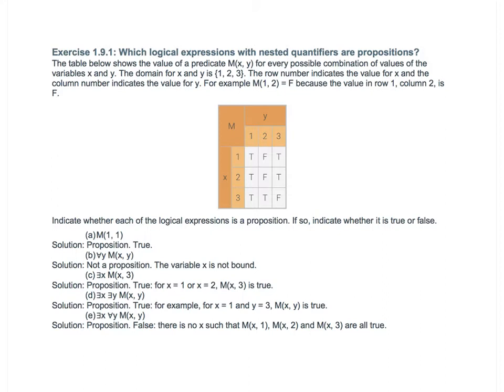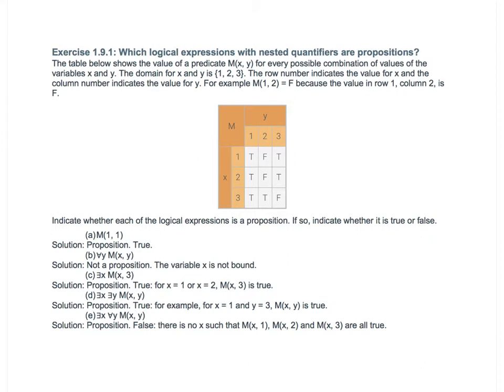Part C, there exists an x such that M of x and 3. What does it mean? It means that there is a value for x such that if y is 3, then M becomes true. And this is a proposition because you have only one variable that is bound to the existential quantifier. And the truth value of this proposition is true because in the last column, the column in which y is equal to 3, you can find at least one true value.